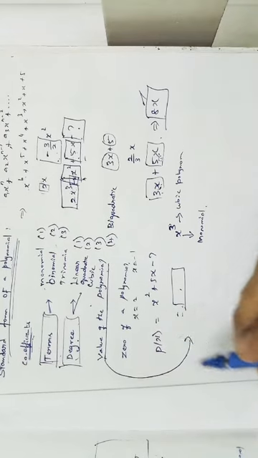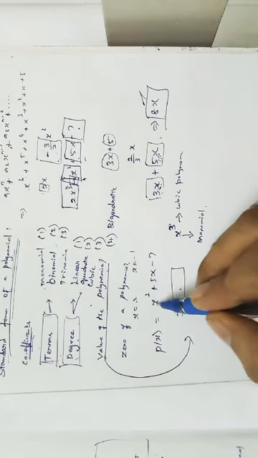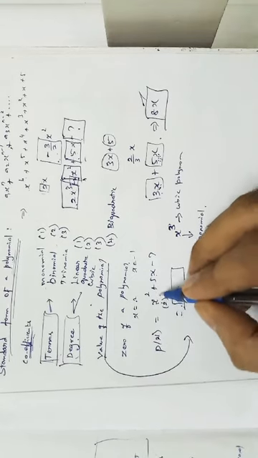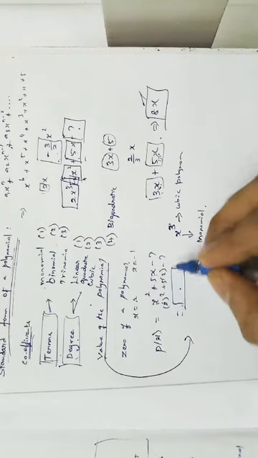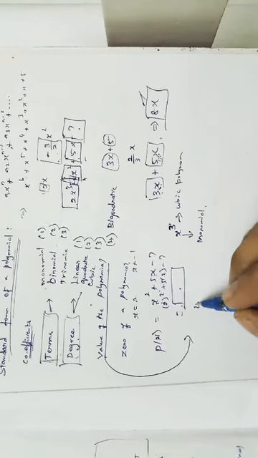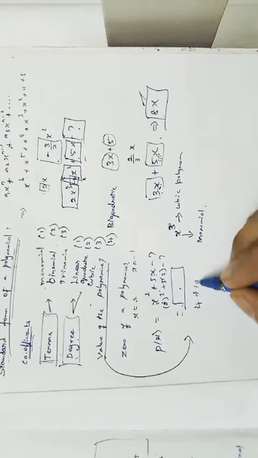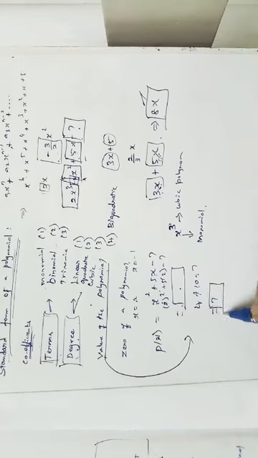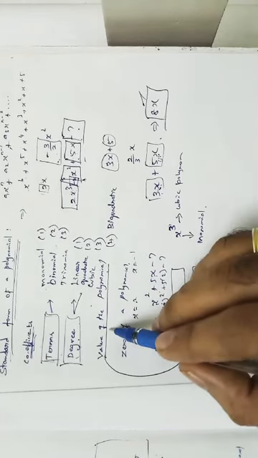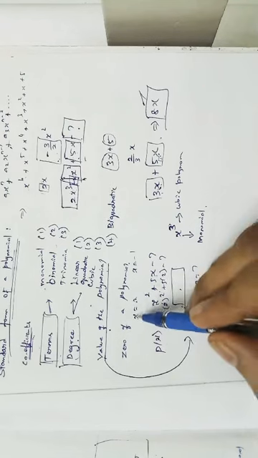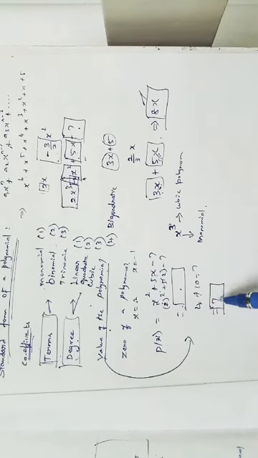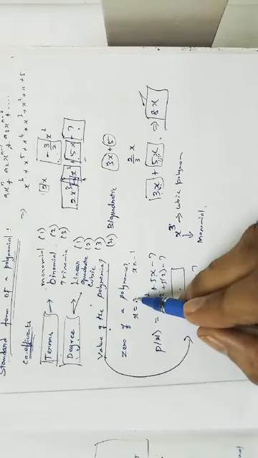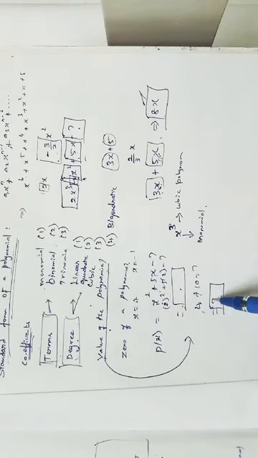And that value is nothing but the value of the polynomial. Understood? Suppose I am taking x is equal to 2. Wherever x is coming, we substitute 2. So 2 square plus 5 into 2 minus 7. 2 square is 4. 4 plus 5 into 2, 10, minus 7. 10 plus 4, 14. 14 minus 7, 7. So 7 is the value of the polynomial when we substitute x is equal to 2.